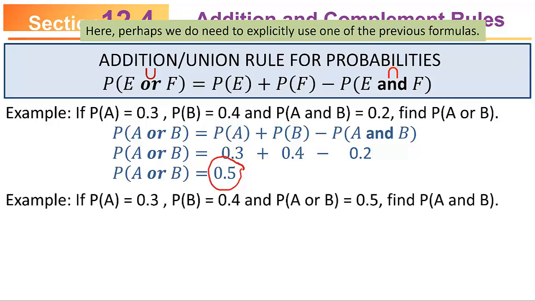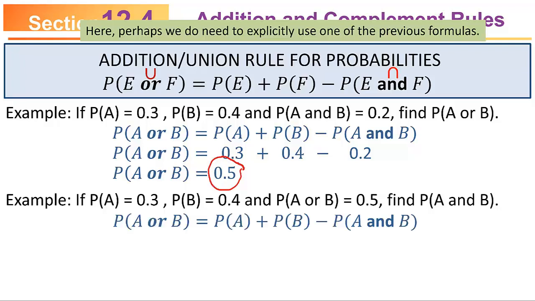Another example where the formula is the most straightforward way to do it. What if the probability of A is 0.3, the probability of B is 0.4, the probability of A or B is 0.5, but this time we're looking for the probability of A and B? So it's the same formula, but you know different things. Here you know the probability of A or B is 0.5, the probability of A is 0.3, the probability of B is 0.4, and you're looking for the probability of A and B.